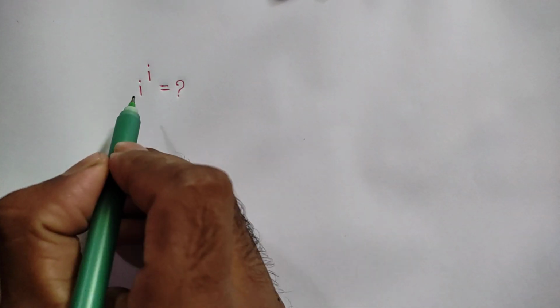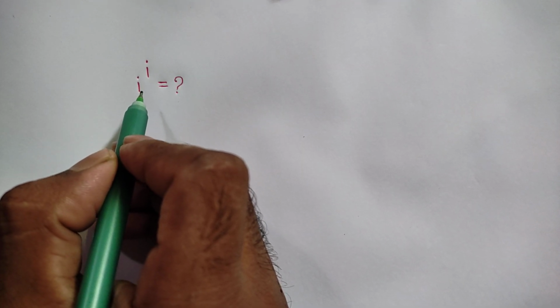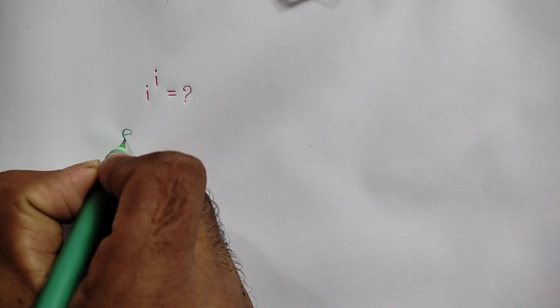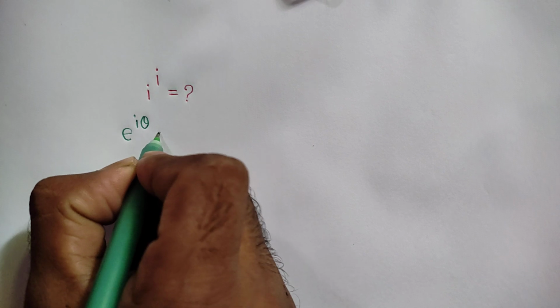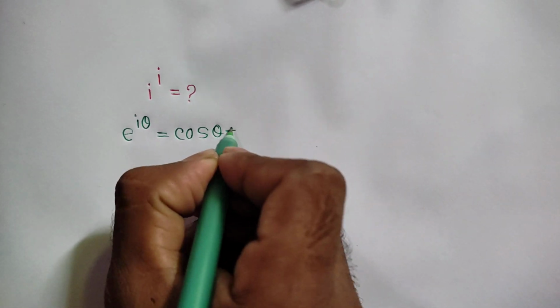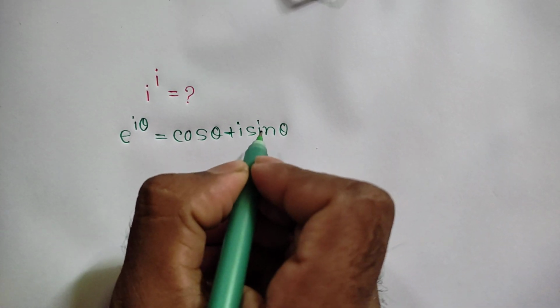Hi everyone, in this video I am going to show how to find the value of i to the power i. Here i is an imaginary number. We know e to the power i theta is equal to cos theta plus i sin theta.